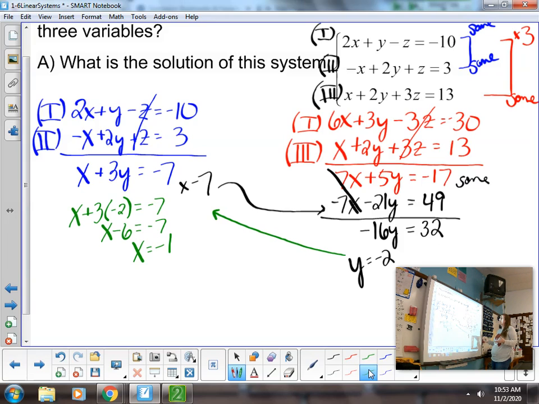The only thing I'm missing is z, and you can use any of the 3 original equations to find z. I think I'm going to use number 2.